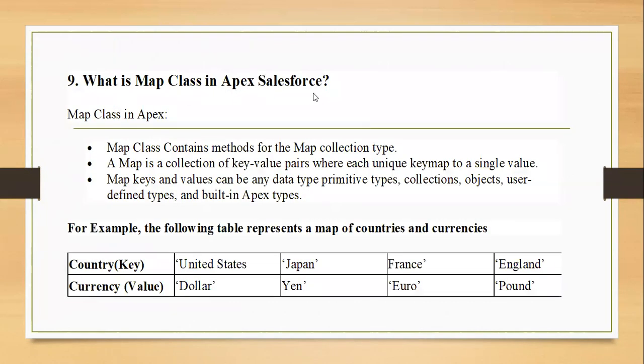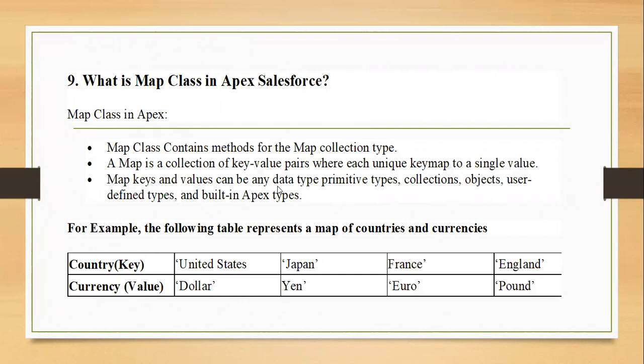Next question. What is the map class in Apex Salesforce? Map class contains methods for the map collection type. A map is a collection of key-value pairs, where each unique key maps to a single value.